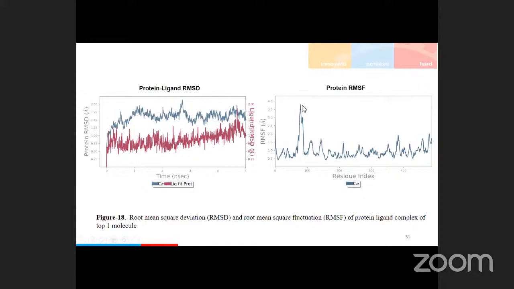So here also the maximum fluctuation takes place at 2.7 only, so it has not exceeded 4. Up to 5 Angstrom is permitted. Permitted in the sense it indicates that the study population, that is the receptor as well as ligand complex, are quite stable. So that is the indication. It has not exceeded the prescribed limit of 4 or 5 Angstrom.